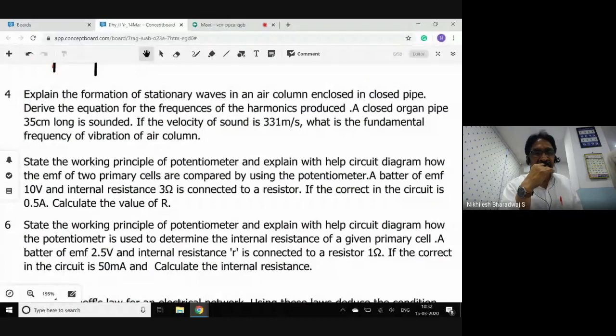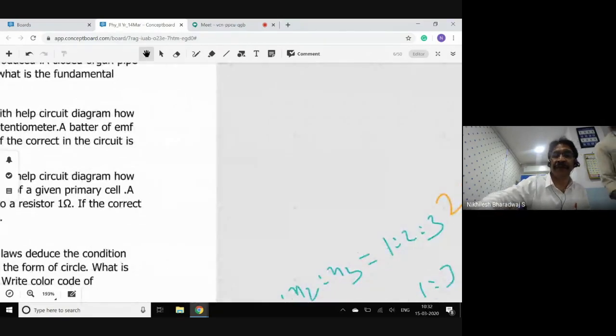So E1 by E2 is equal to L1 by L2. Then coming back to the problem: a battery of EMF 10 volt and internal resistance 3 ohm is connected to a resistor. If the current in the circuit is 0.5 ampere, calculate the value of R. Can I expect hints from the students?